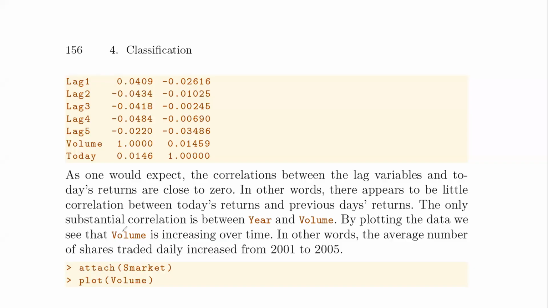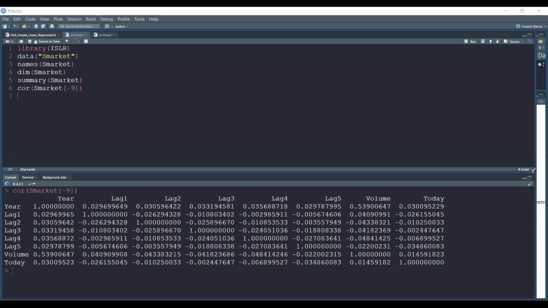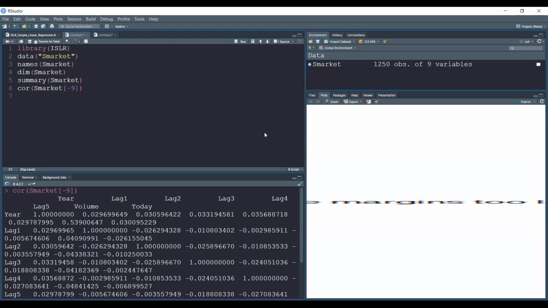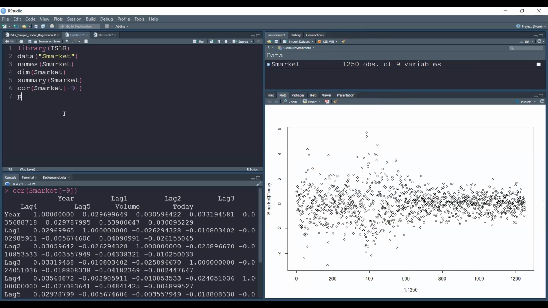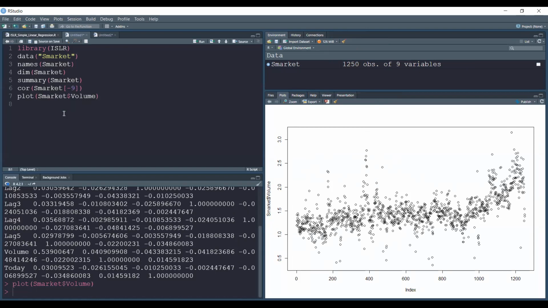By plotting the data, we see that volume is increasing over time. Okay, so let's do it. And the book just writes plot volume. Okay, so it's increasing over time.